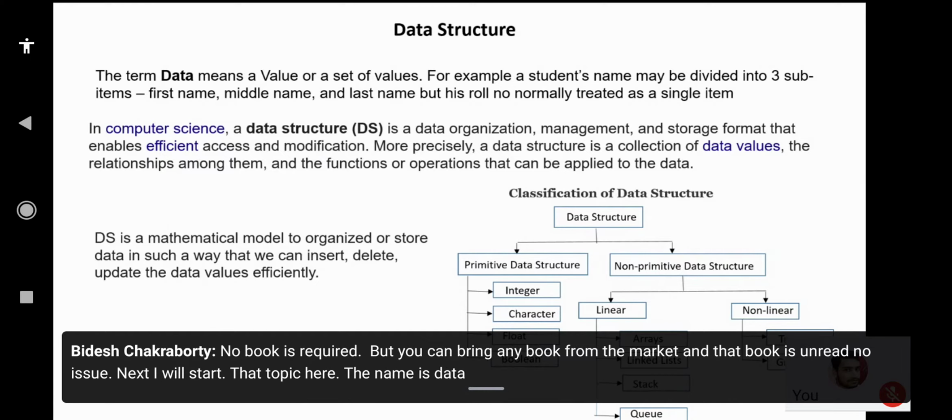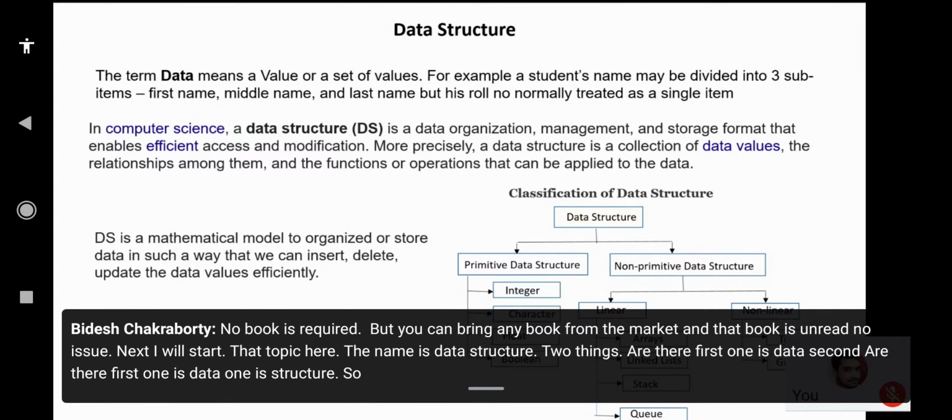Now, one question may come to your mind: why so many data structures? If our objective is to store the data, then why so many data structures? Yes, we have so many data structures.